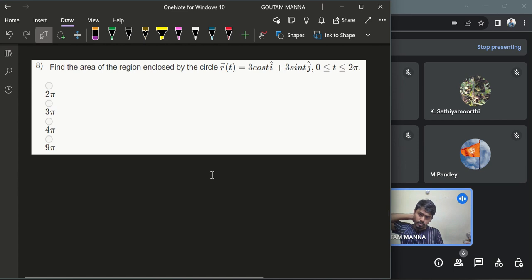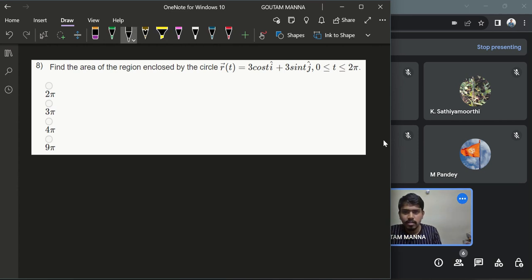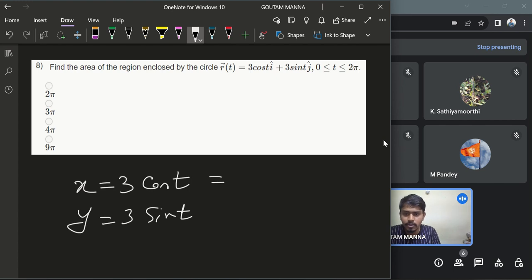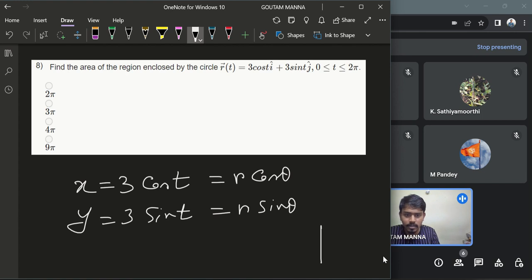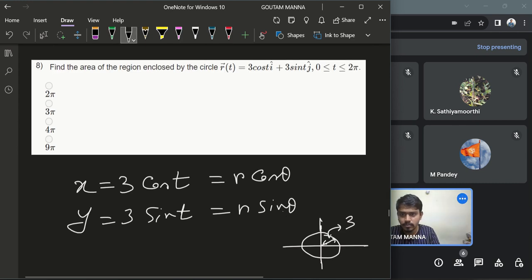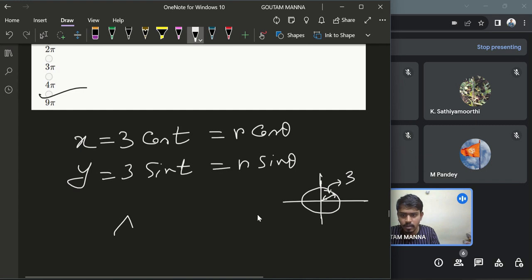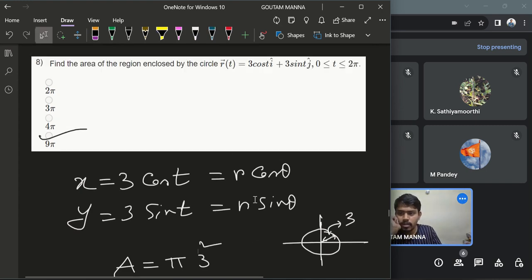Okay, we're asked to find the area of the region enclosed by this circle. This is very easy. I will do it simply: x is 3 cos t and y is 3 sin t, which is basically r cos theta and r sin theta, where theta is equivalent to t going from 0 to 2 pi. So it is basically a circle of radius 3, so the area will be pi times 3 squared, which is 9 pi.